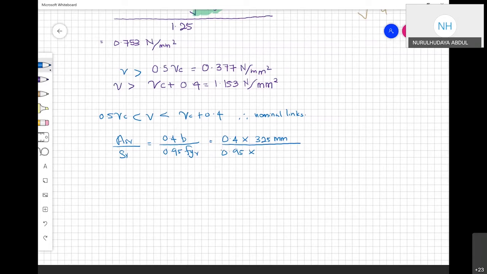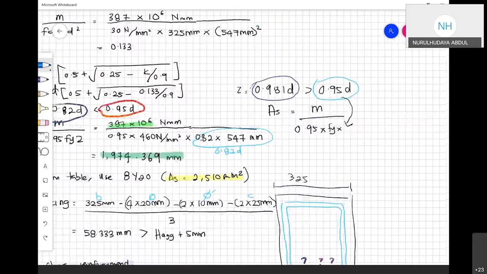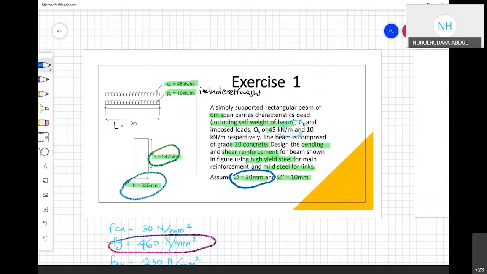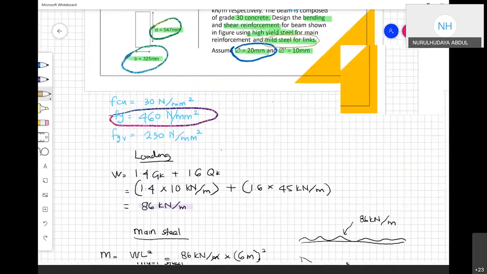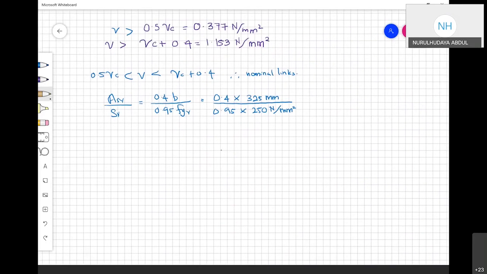So FYV is 250. Where I get this 250 is because we know our link is mild steel. In the question it is informed, if you look here, it tells us the link is mild steel. So for mild steel we know that the steel strength is 250. So we use 250 for FYV, because of mild steel.